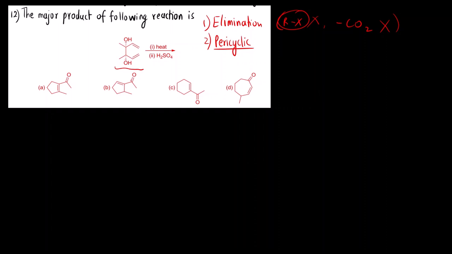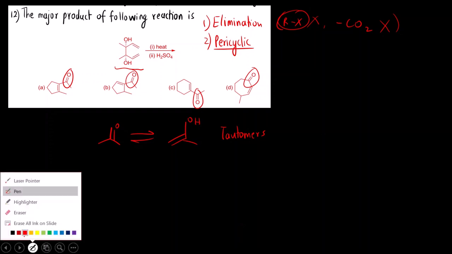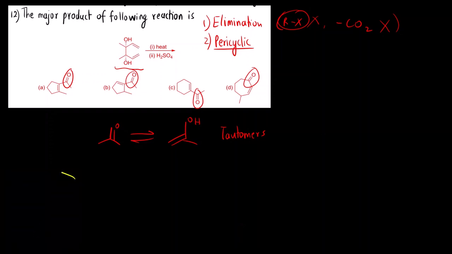Okay, so in all the options, if you see, keto group is common. So somehow we have to do a reaction such that we convert this reactant to keto. How can we do that? We know that keto and enol form are both what? They are tautomers. So somehow if I bring a pi bond here, then I will get keto group. Okay, now let us see what we can do.